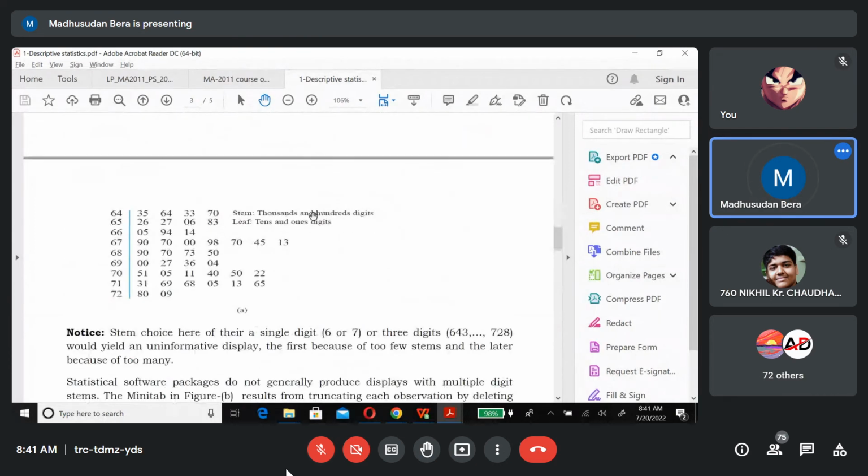So here it is written 1000 and 100 digits. Stem is 1000 and 100 digits. Leaf is 10 and 1 digits.